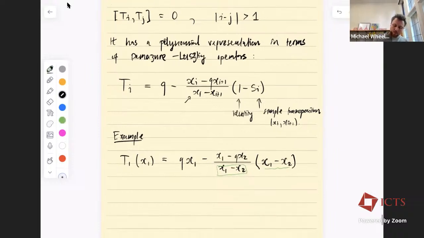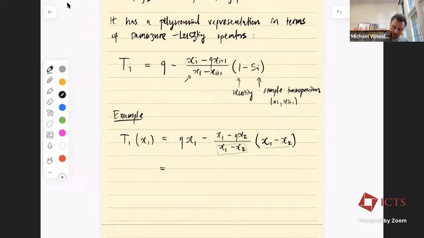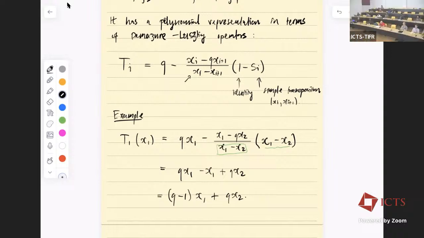So I have here q x1, they cancel off completely. I have minus x1 and then plus q x2. So if all is correct, it's going to be (q minus 1) x1 plus q x2. Does that clarify? Yes, thanks. Yep. So in particular, the action of the Ti is only interesting on non-symmetric functions.